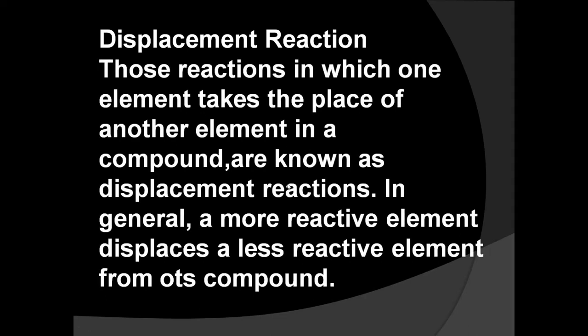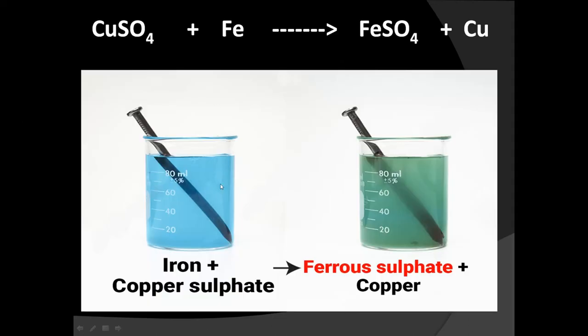What is a displacement reaction? You may get this simple question in the exam. Those reactions in which one element takes the place of another element in a compound are known as displacement reactions. In general, a more reactive element displaces a less reactive element from its compound. Next, here you can see one more example. Copper sulfate, CuSO4, plus iron gives rise to ferrous sulfate plus copper.